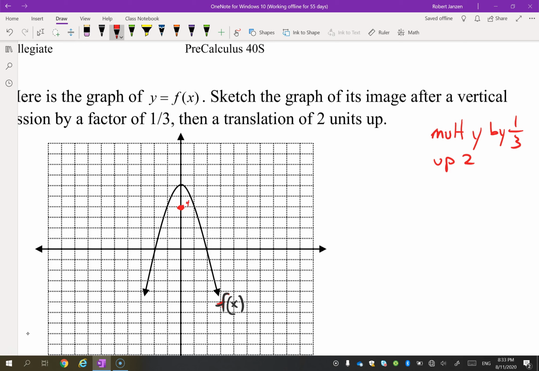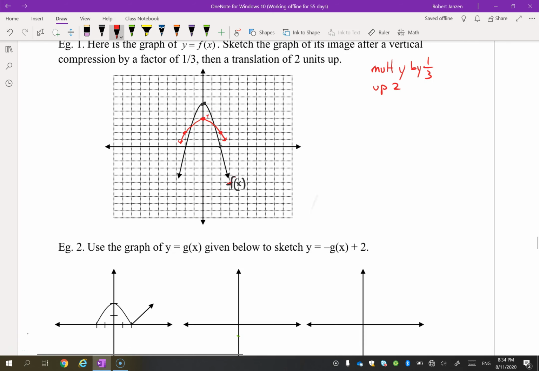So I've taken the vertex and moved it. What else should I move? Well, probably the x-intercepts. Let's move those. So I'm going to multiply by 1/3. They don't change, and then I go up 2. So it goes there, and it goes there. And that's probably enough to draw our graph. Now to be safe, because I don't really know what the x-intercepts are, maybe I'm going to draw it like this. Maybe I'm just going to sketch this but not cross the x-axis, just because I'm not sure. So that's the transformed graph.